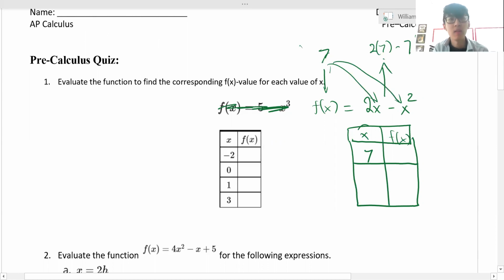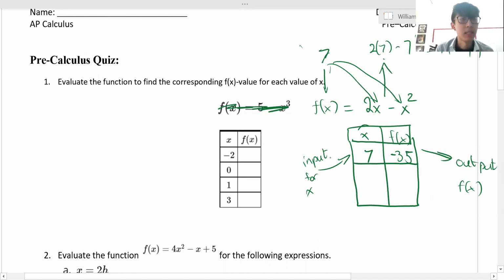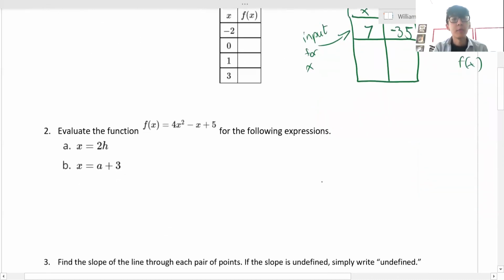So I get 2 times 7 minus 7 squared is equal to 14 minus 49. Oh, sorry, not 49 squared, just minus 49. And that is negative 35, I believe. So negative 35, that would be my output. So essentially 7 is what I input for x, and then negative 35 is my output. And it gives me f of x, that's my output. Okay, hopefully that makes sense for number one. Let's now move on to number two.